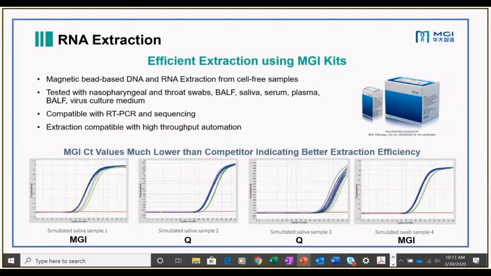Here's one data set that compares extraction efficiency of MGI and a competitor. And as you can see here, the CT values for MGI are lower than the competitor values, demonstrating that it has a better extraction efficiency.